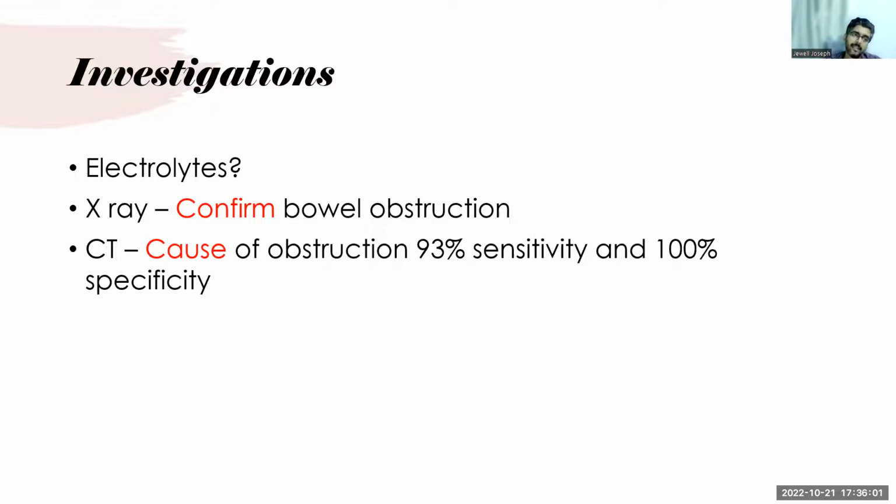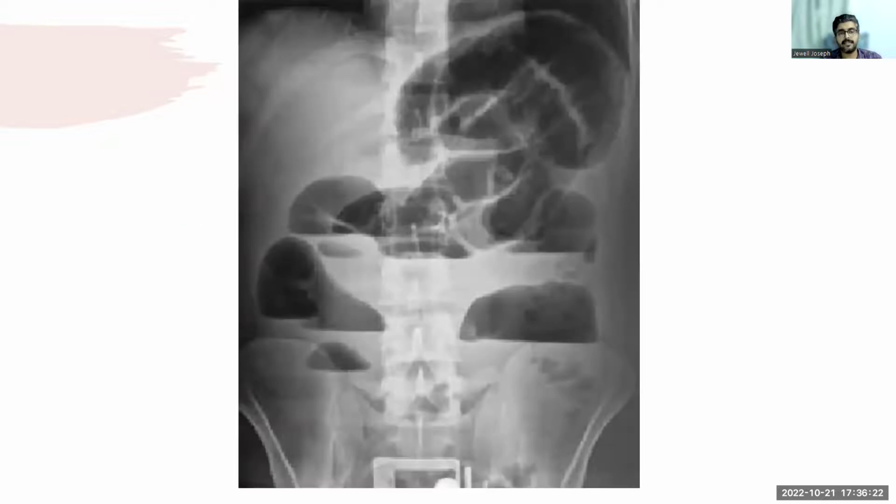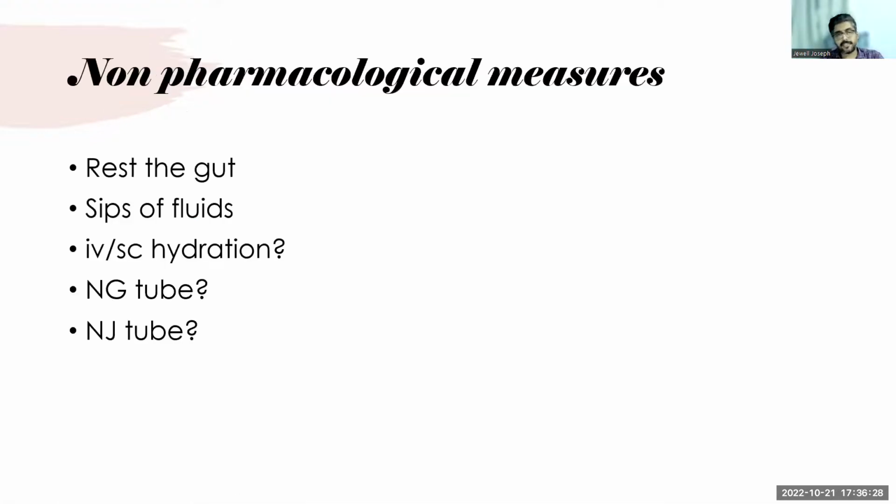But in a terminal patient, I mean, in a patient with an advanced malignancy where we are not planning to do anything surgically and a surgical intervention is not probable, the value of CT is questionable. One other investigation to consider here is serum electrolytes, because if there is significant vomiting, there may be some electrolyte imbalance. So this is a classical X-ray picture with multiple air fluid levels, which is suggestive of bowel obstruction.